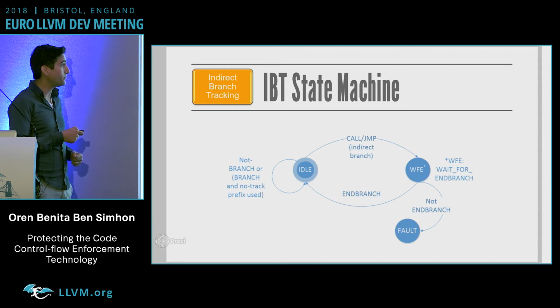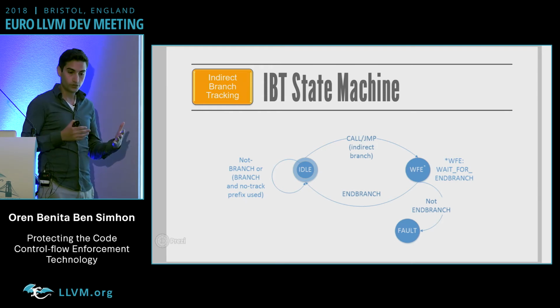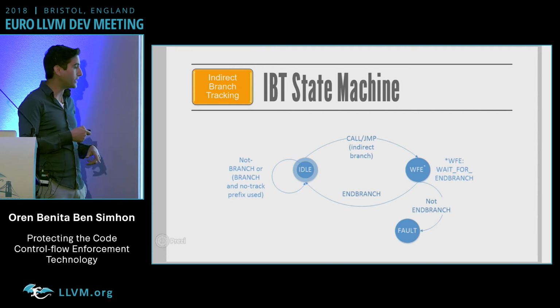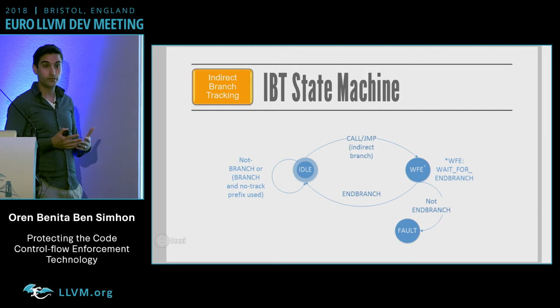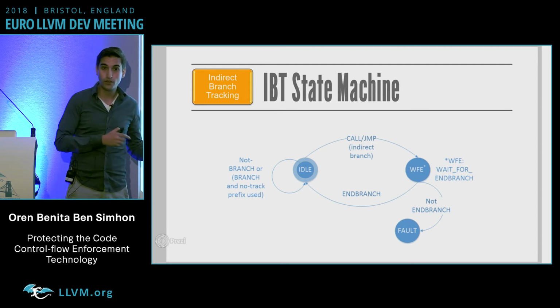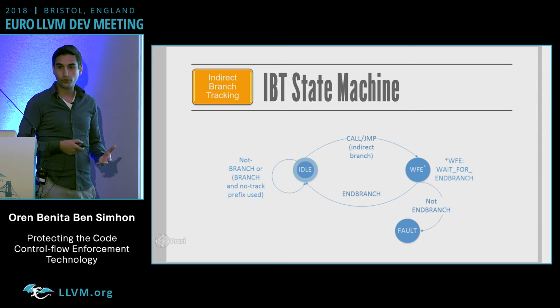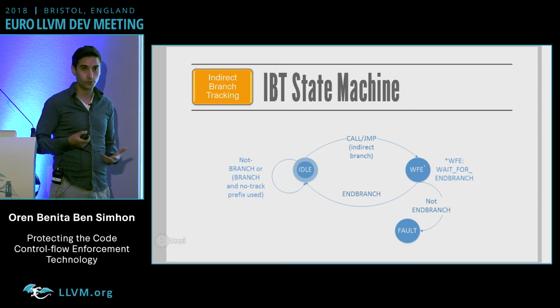If we do have an indirect branch call or jump, then we move to the next stage. The next stage checks that the next instruction is an indirect branch. If it is, then we are back to idle and we're good. If this is a legacy page, then we're also good. However, if this is not any of what I said before, and this is not an end branch instruction, then we move to the fault state, meaning we raise an exception, a control flow protection exception.